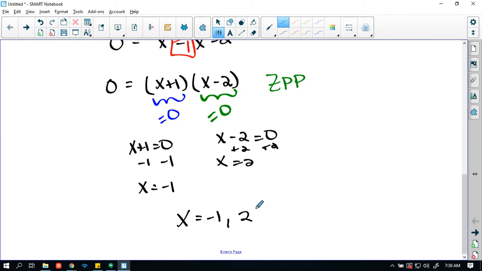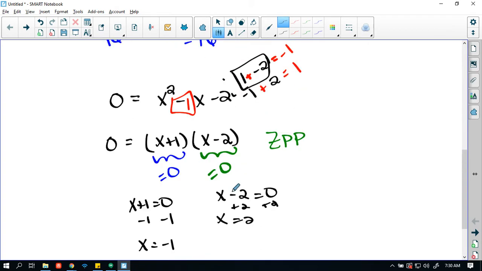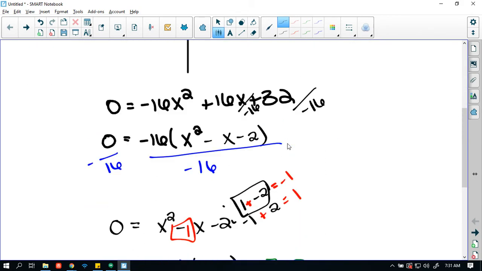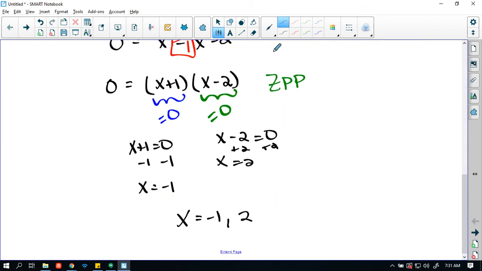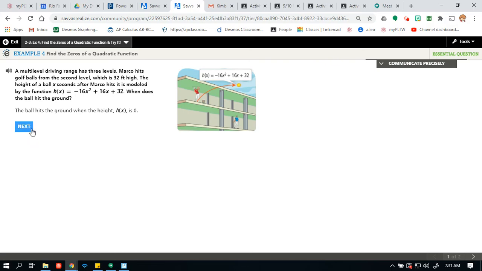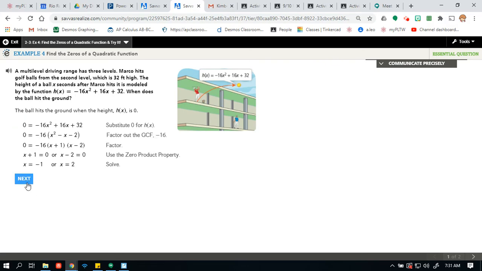Now we have to think here. We have to think which one makes the most sense. Can we have the negative 1? If we had negative 1, that essentially means that the ball is coming this way, and that means that Marco hit the ball behind him. So we're looking at x equals 2. So this is what they're saying here.